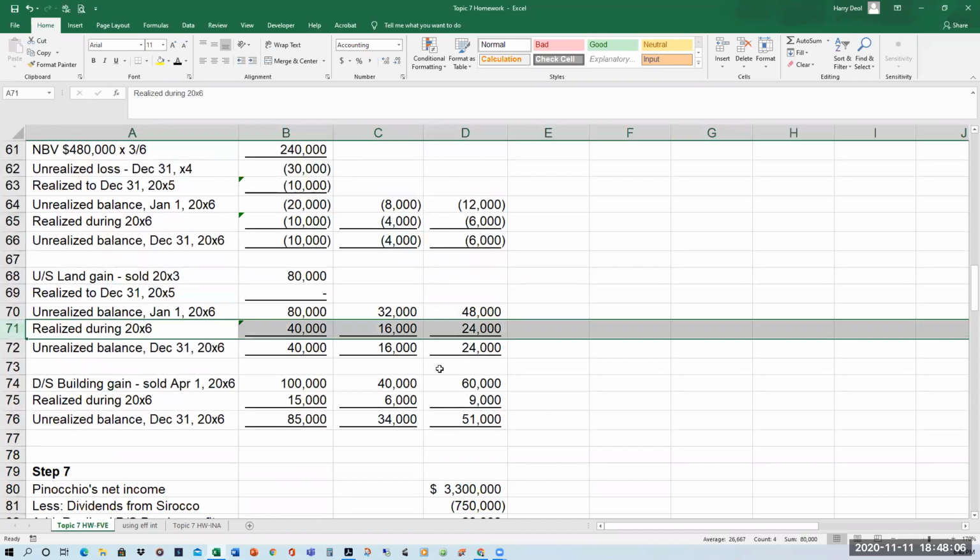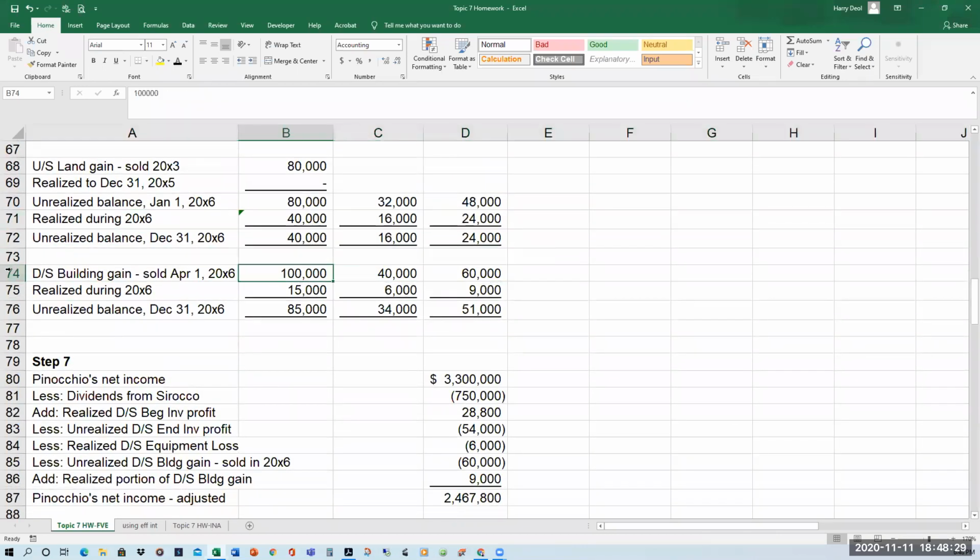For the realized land gain, land is not amortized, so the realized portion of the land gain is something that you'll end up having to add to other income. So add $40,000 to other income and add $16,000, the tax amount, to income tax expense.